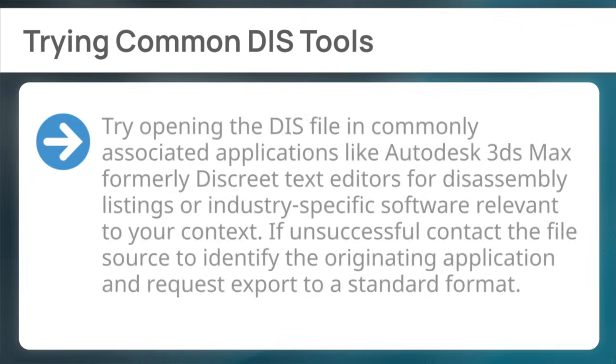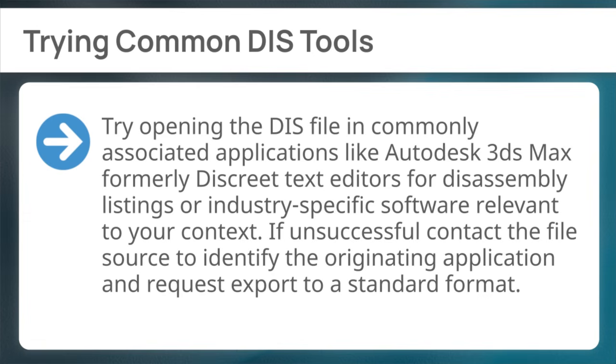Finally, trying common DIS tools. Try opening the DIS file in commonly associated applications like Autodesk 3ds Max, formerly Discreet, text editors for disassembly listings, or industry-specific software relevant to your context. If unsuccessful, contact the file source to identify the originating application and request export to a standard format.